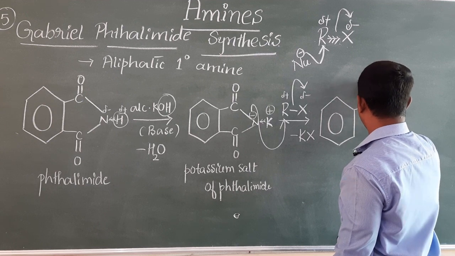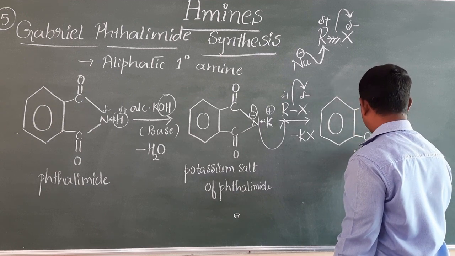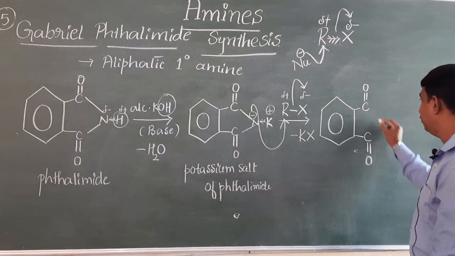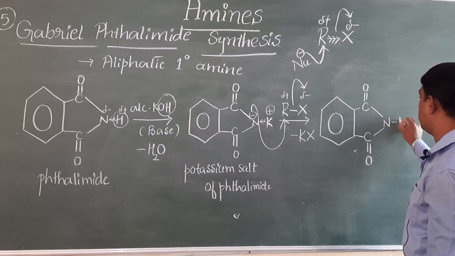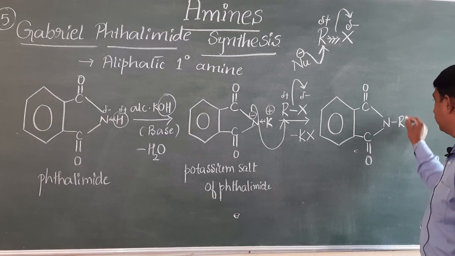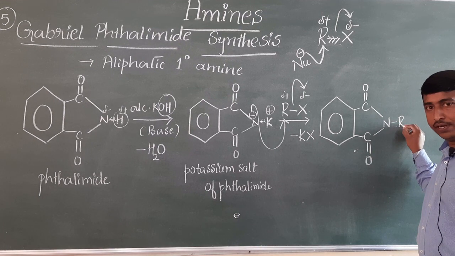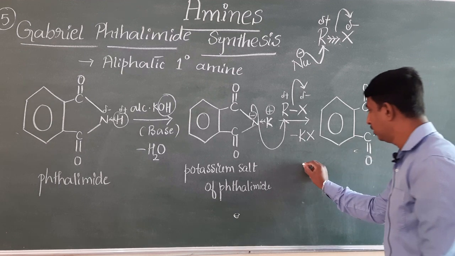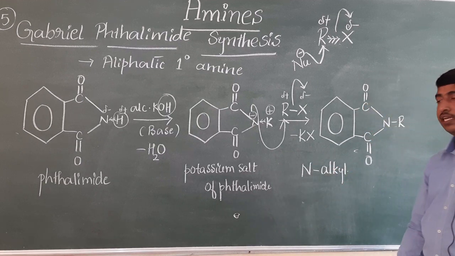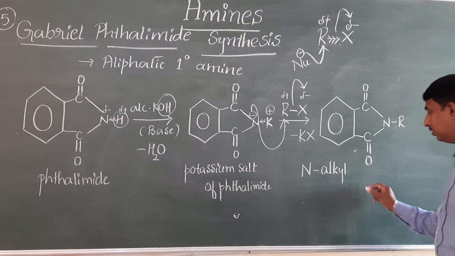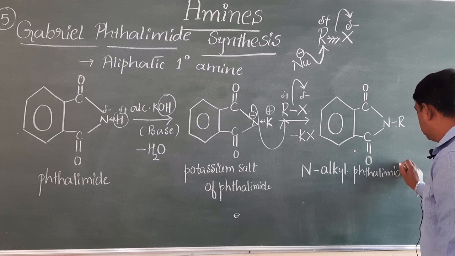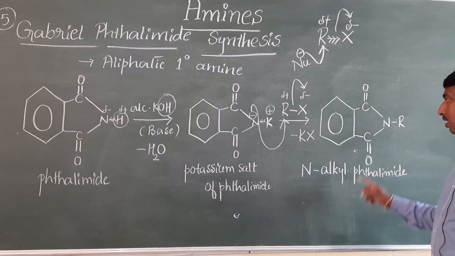Here it is C double bond O, again C double bond O. Initially it was NH, then it was NK, now it is NR. What is NR? We can name this compound. R means an alkyl group, a substituent group present on nitrogen. So it is N-alkyl thalamide. This product is N-alkyl thalamide.